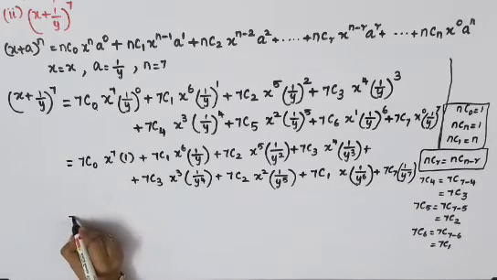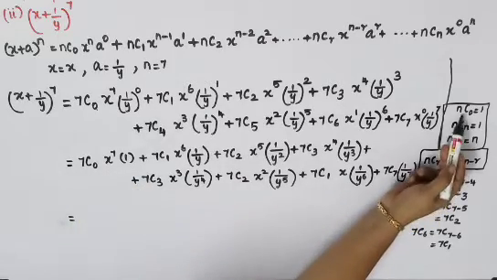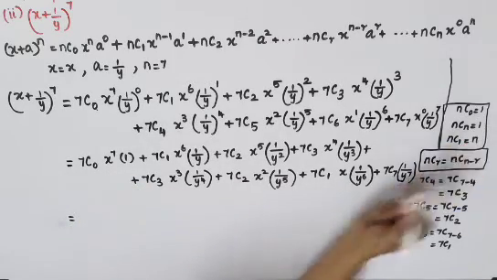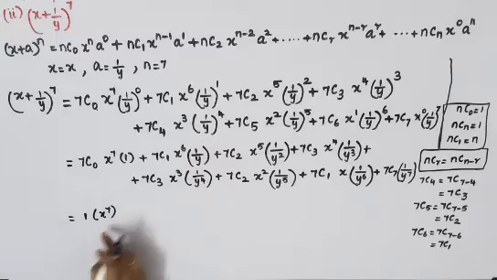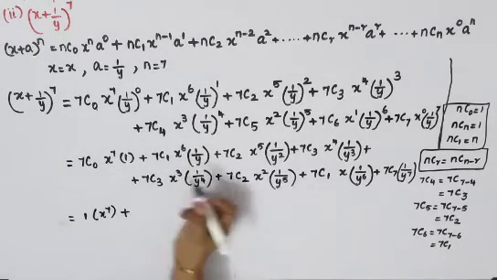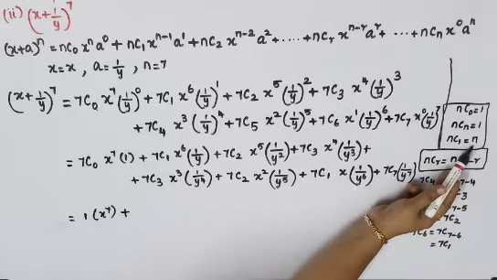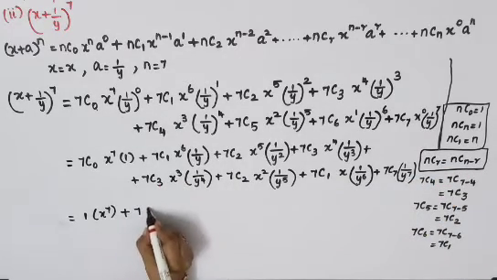Which is equal to 7c0. Now the values are here. nc0 means you can write 1. So 7c0 also will become 1 into this x power 7. Again 1 is there, so we can remove that. Plus now your 7c1. So that is nc1 is equal to n. So 7c1 means 7 x power 6 divided by this y. I'll just bring it together.